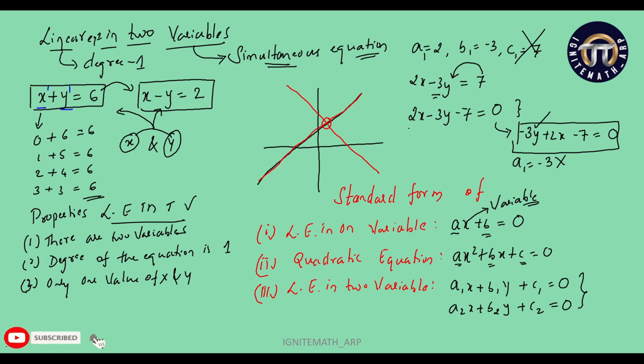So first and foremost important thing is what? Expressing the given equation in such a way that x is first, y is later, and the constant term is at last. Then the right hand side should be what, children? That should be 0. Okay, now you can identify what is A1. A1 is 2, B1 is minus 3, and C1 is equal to minus 7. This is the right way. Clear, children? It's very important.